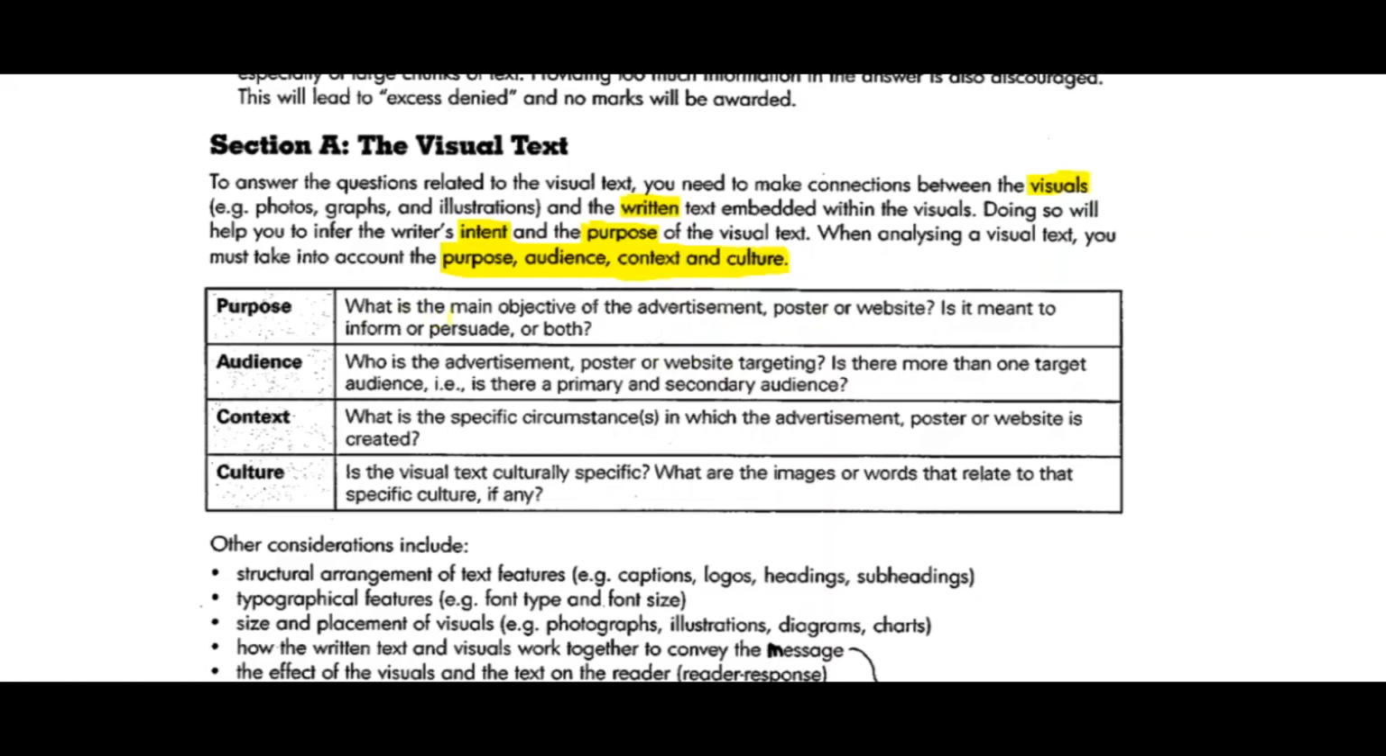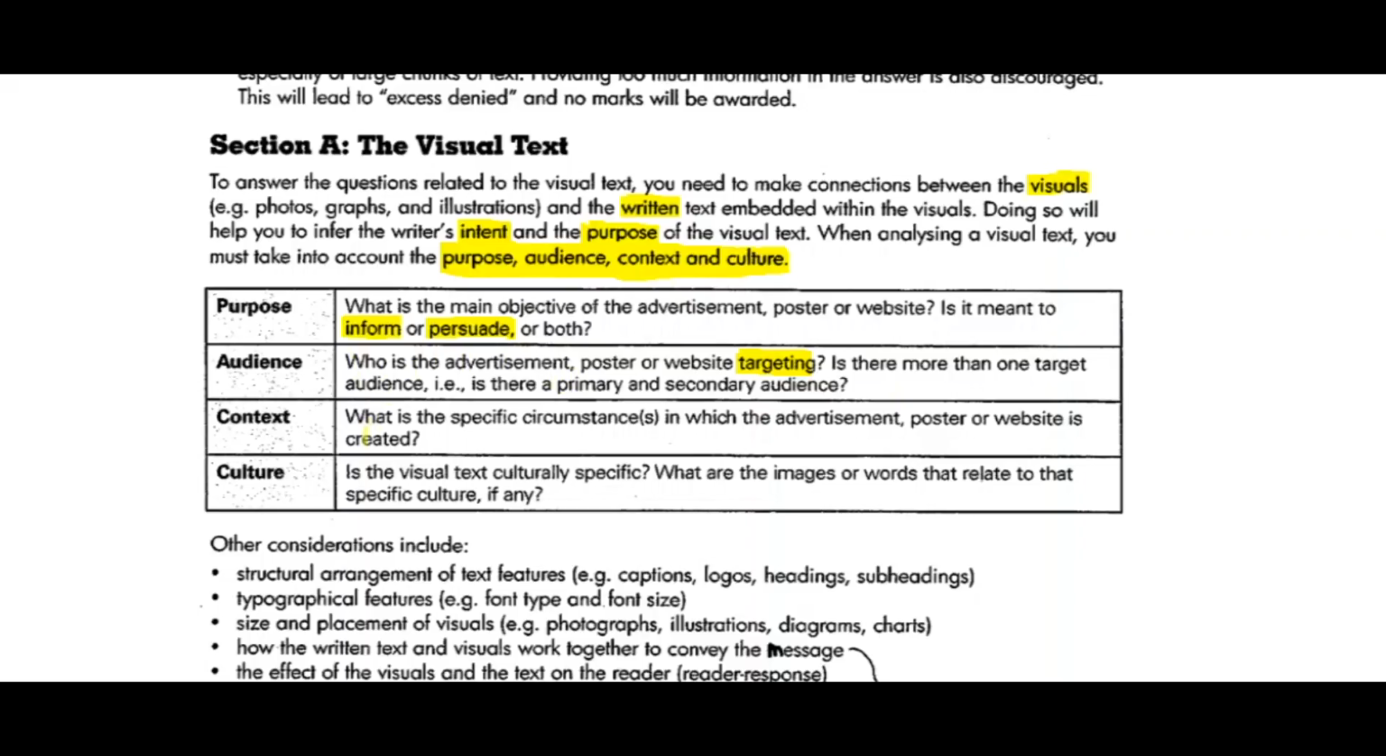So for example, what is purpose? Purpose will be the main objective of this visual text. Is it meant to just inform you about something, or is it also to persuade you, which means that it wants you to adopt the same stance that it has, or to sway you into doing something? Next, audience will be who is the target audience. So who are they targeting? Basically it's referring to the target audience. Sometimes there will be more than one target audience. There's a primary audience and a secondary audience.